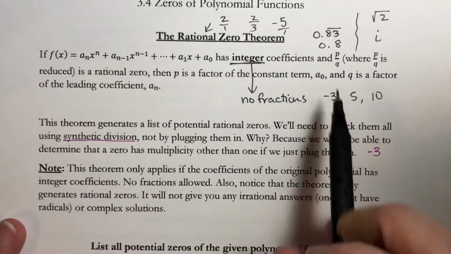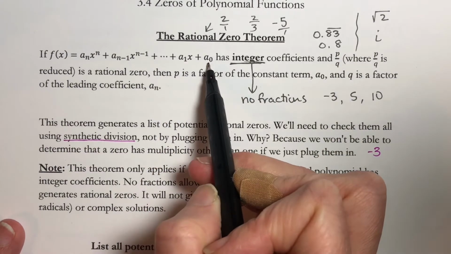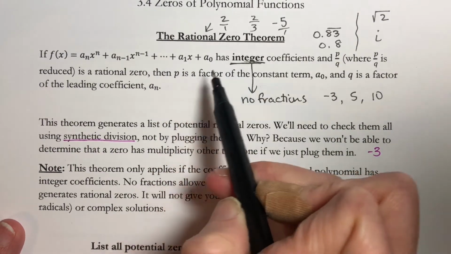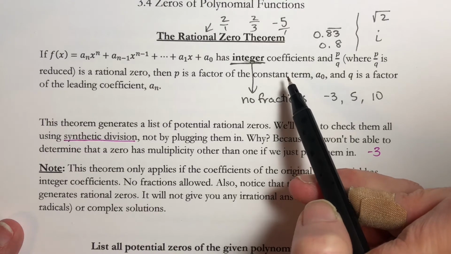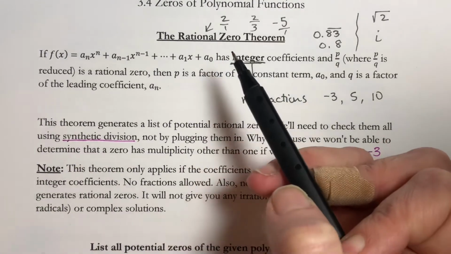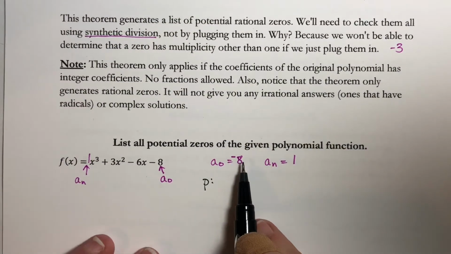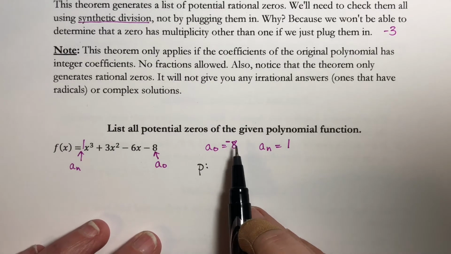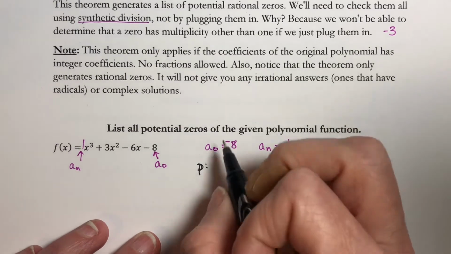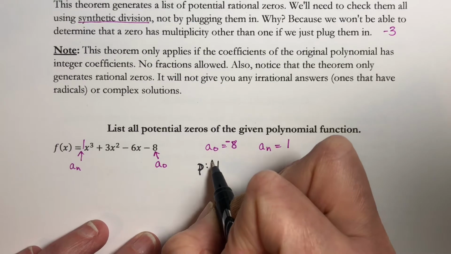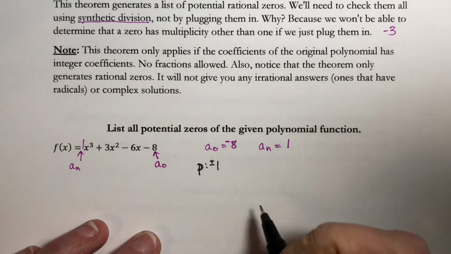If you look up here, we need to find p's and q's. The p comes from a naught. And what is p? It is a factor of the constant term. What that means is I need to figure out all of the numbers that divide evenly into whatever this is. Since p comes from -8, we don't really have to worry about our sign here, because if I'm looking for things that divide evenly into 8 or -8, the first possibility is a 1, and I can do plus or minus 1. Both 1 and -1 divide evenly into -8.